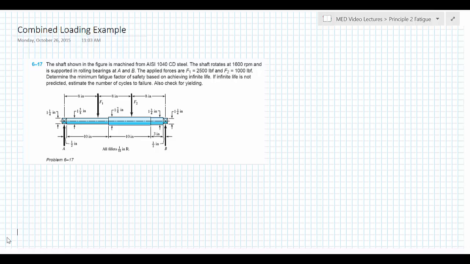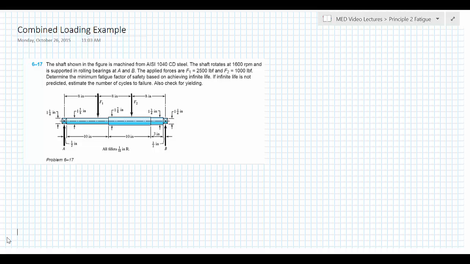Welcome back. In this video, we're going to look at an example that you've already accomplished, and we're going to add to it a torque. Now this example is 6-17 from the textbook, and it looks like a shaft with two loads acting down on it, causing bending. As you recall from this problem before, it turns out the critical location is where that shoulder is, and the fillet at that shoulder. And so we're going to look at that same location again.